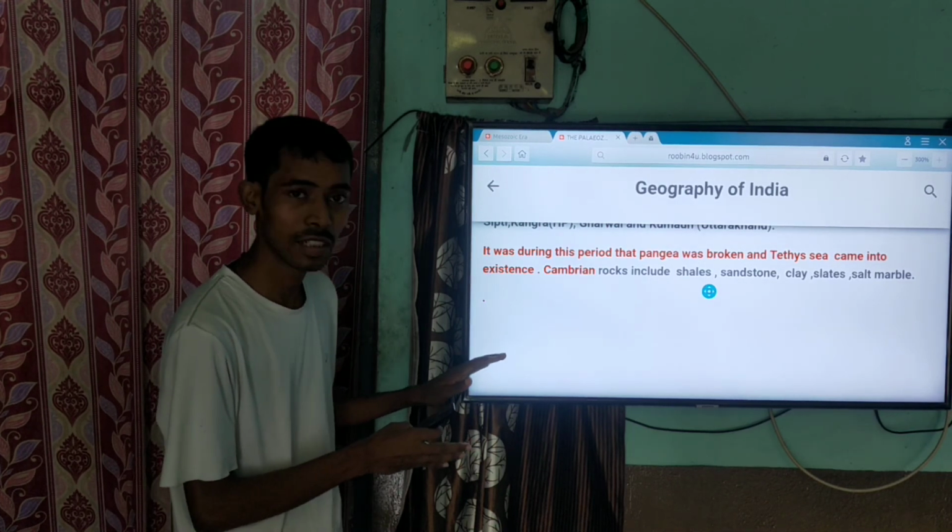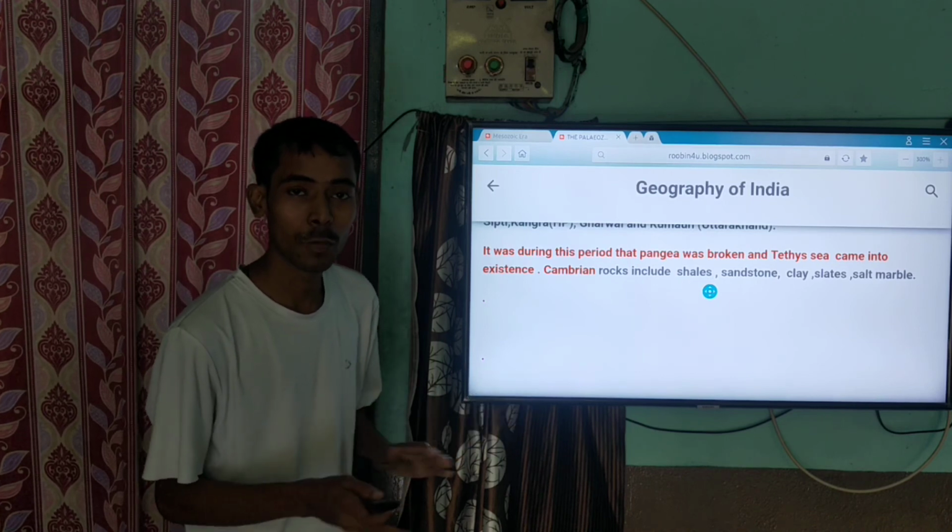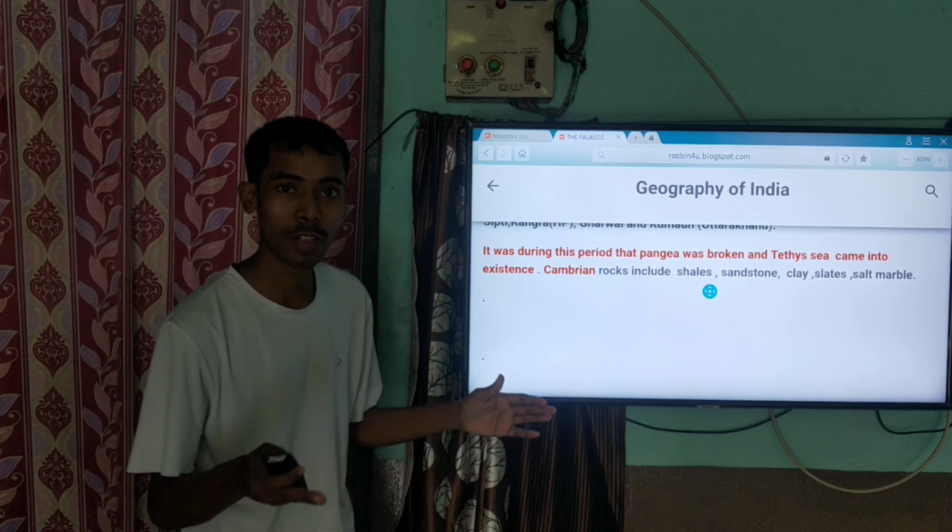So I am leaving it there, and the next topic we will see is the Mesozoic era, where formation of coal is going to take place. There you are going to find canoeing.